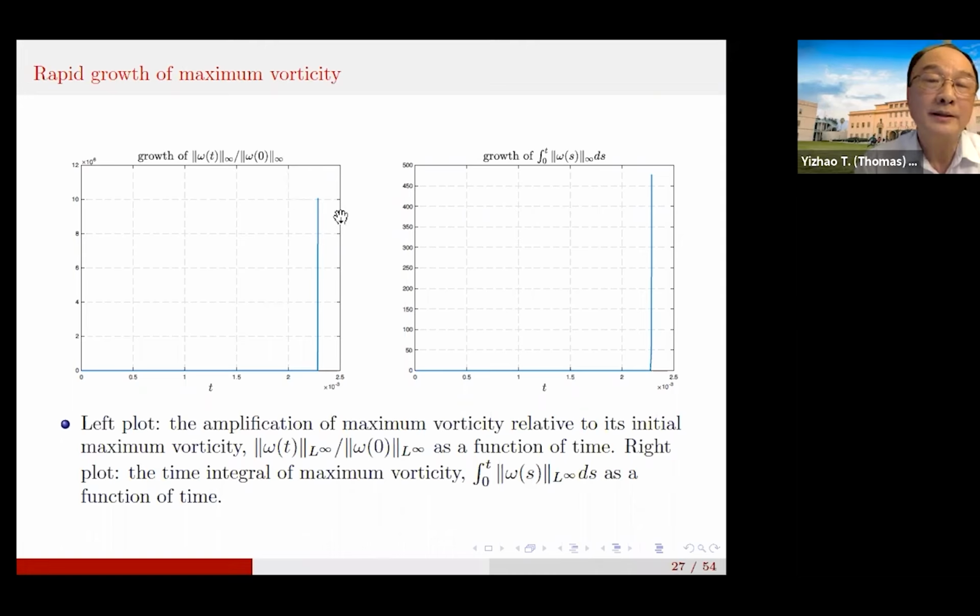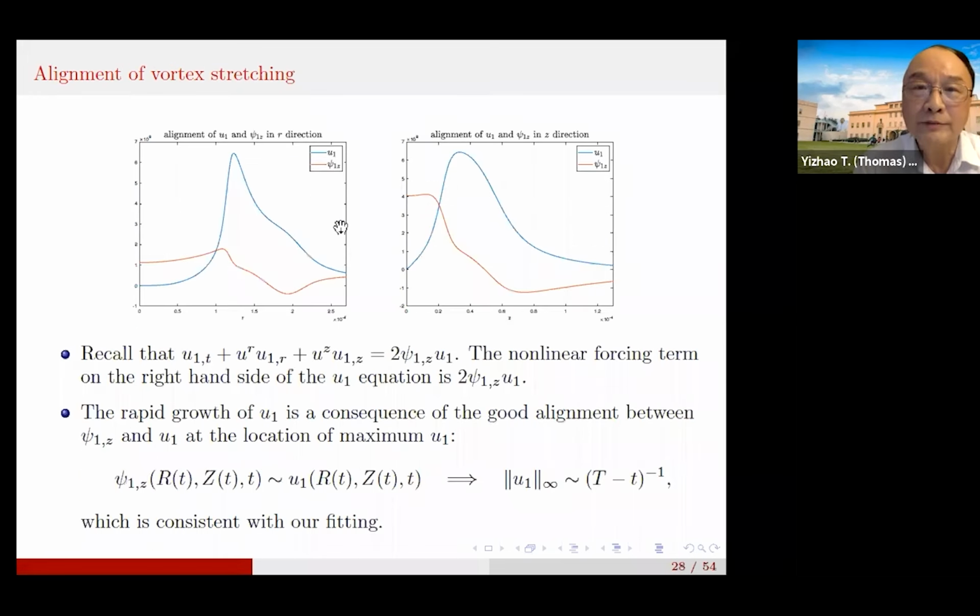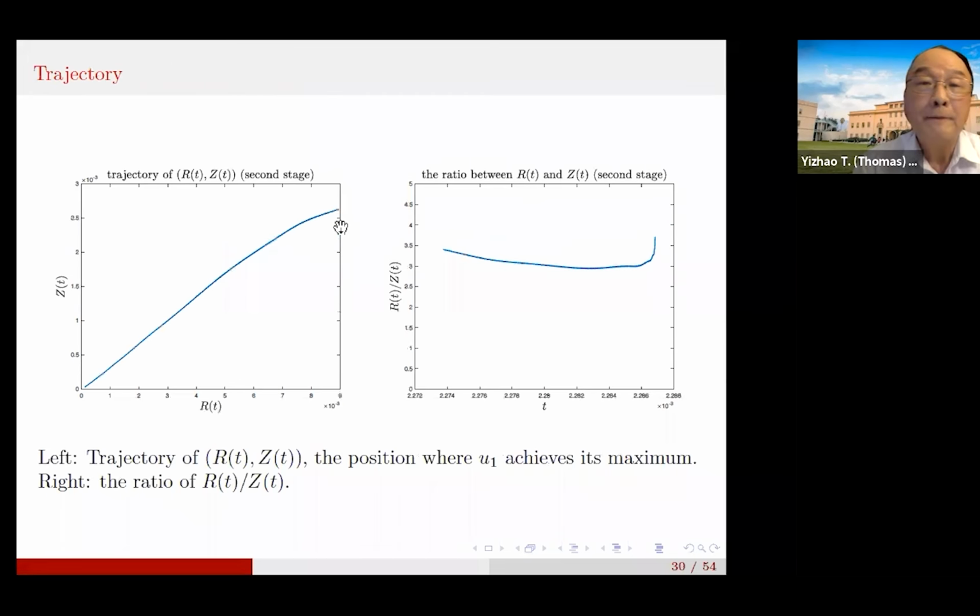And that is most people would have claimed that they have already obtained a singularity for the Navier-Stokes equation. So this is the trajectory of the R and Z position where the maximum U1 is achieved.